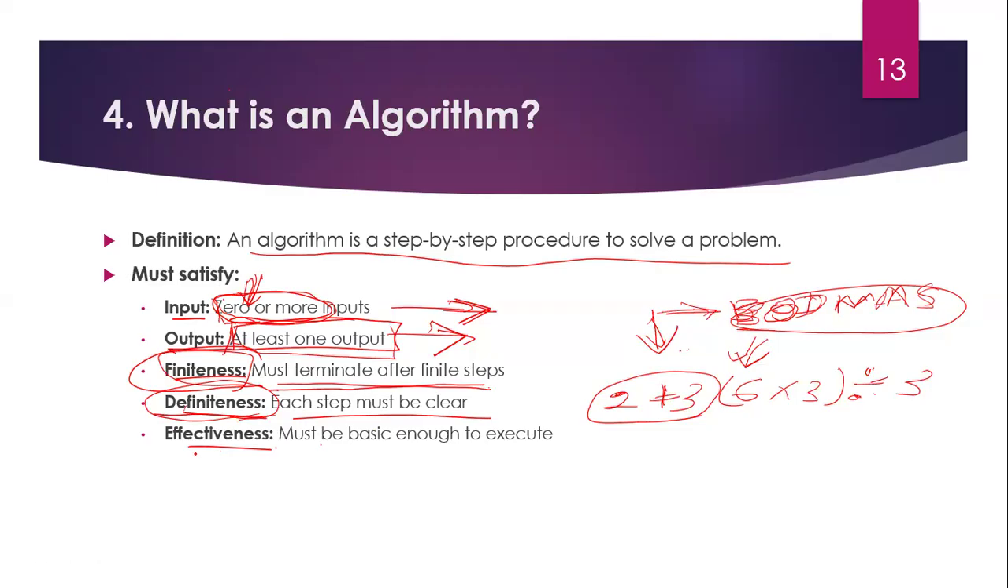The next thing is effectiveness. Effectiveness means the steps must be basic enough to execute. It should execute. If we have made a solution but it does not execute, then it is not a solution. So it must be basic enough to execute. Have you understood this about algorithms? Or do you want an explanation in any other language?